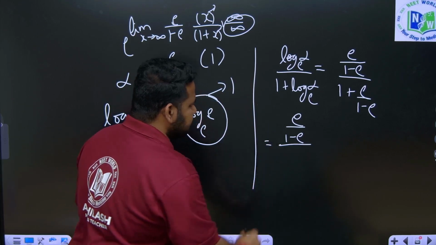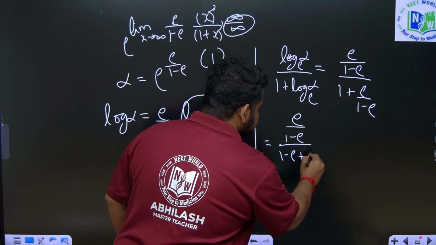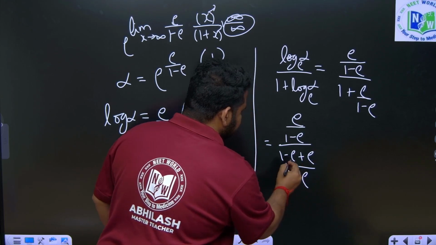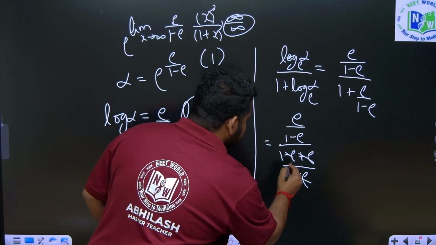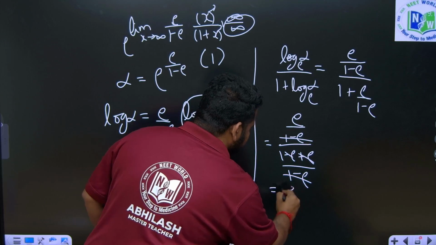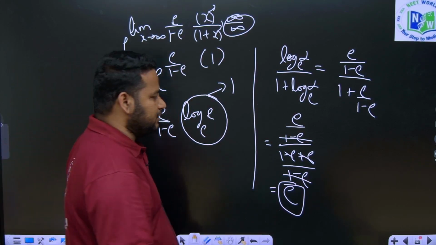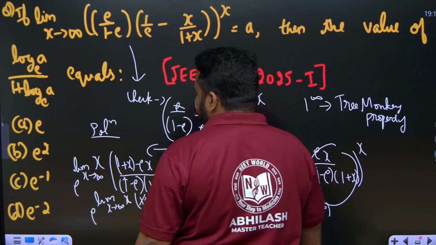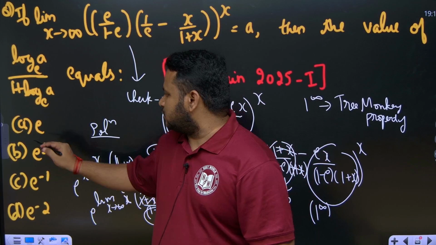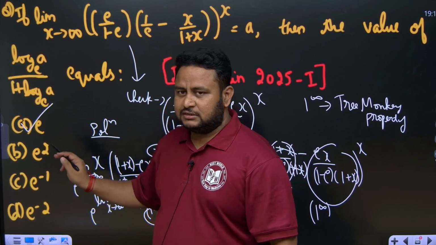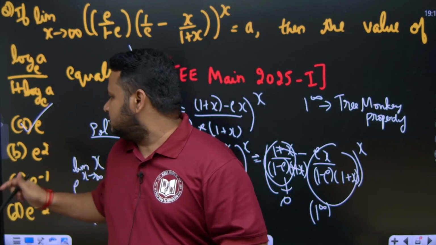e by 1 minus e divided by 1 minus e will go there. So 1 minus e plus e divided by 1 minus e. So plus e minus e cancels, 1 minus e cancels. So I will be left with what? Only e. Got it? So I will be left with only e. So the answer is the option having only e. That is option A. So the answer to this question is e, which is option A.